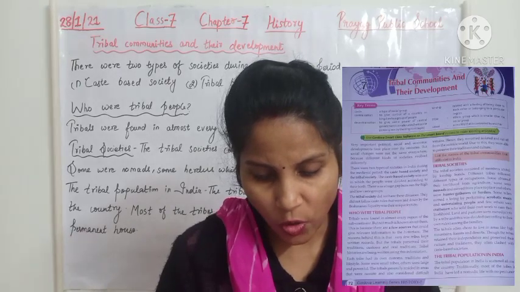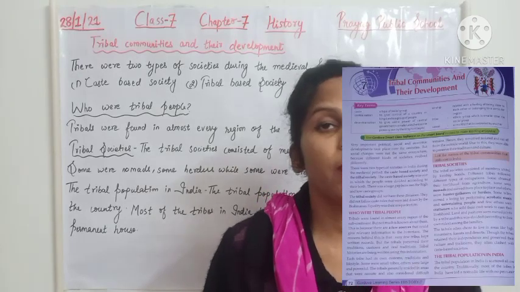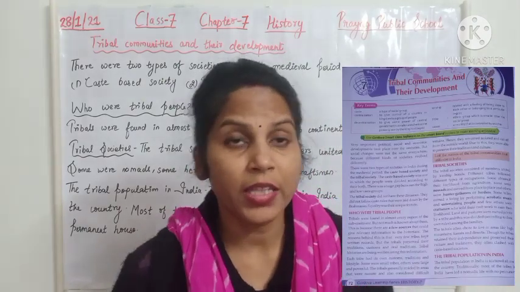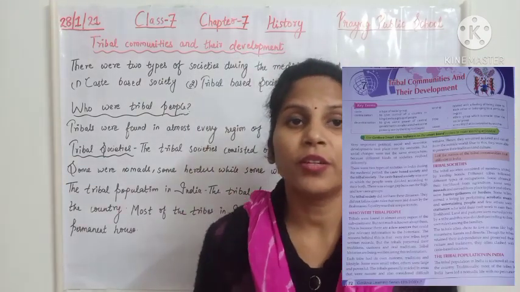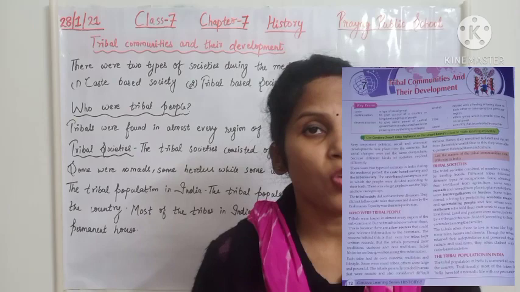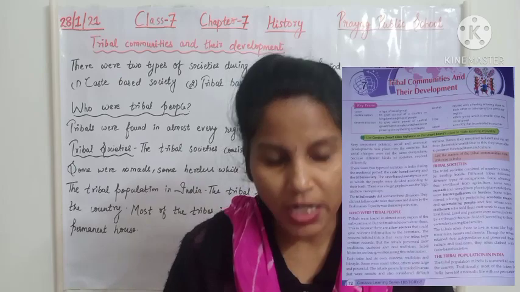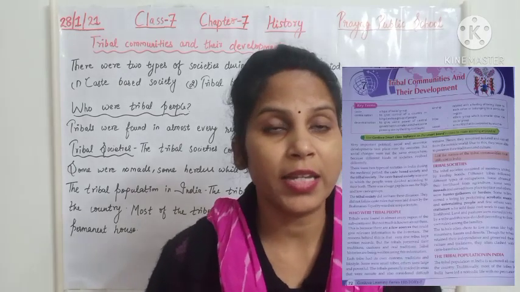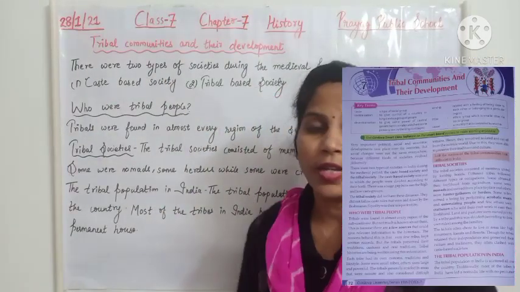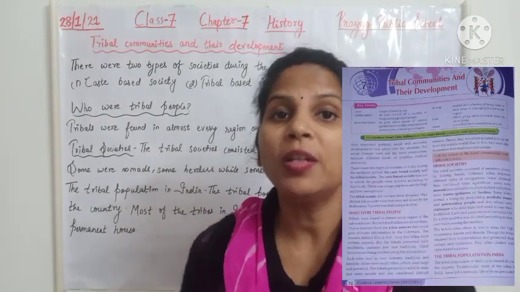But social changes were not the same everywhere, okay? Different kinds of societies evolved differently, because in different areas different societies were there, so that's why the social development was not very rapid. There were two types of societies in India during the medieval period: the caste based society and the tribal based society. So we can see the society was divided during the medieval period into two types: the caste based society and the tribal based society.